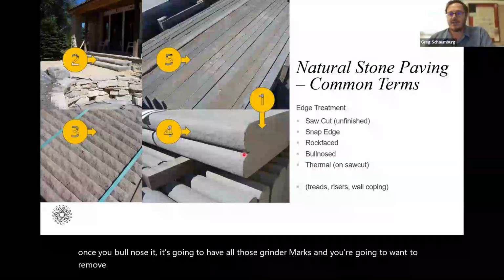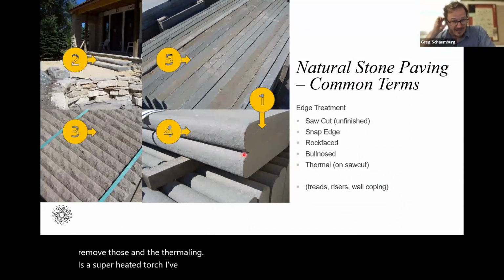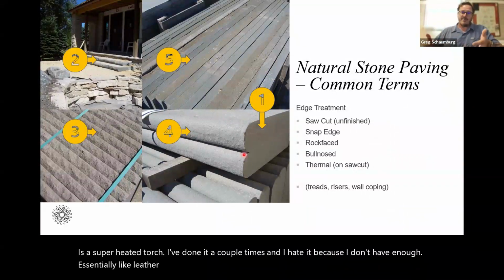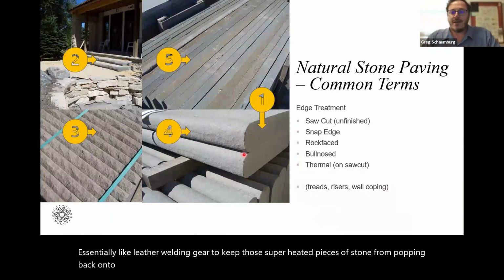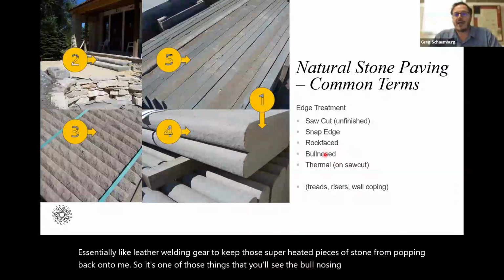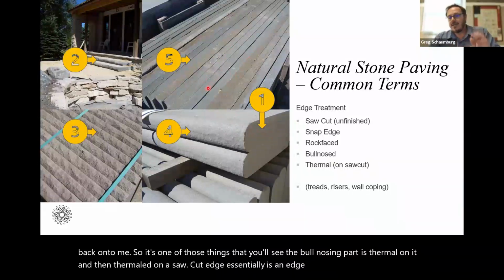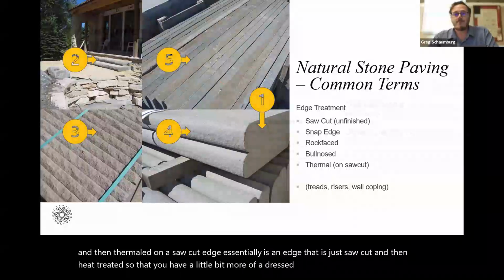The thermaling process is a superheated torch. I've done it a couple times and I hate it because I don't have enough leather welding gear to keep those superheated pieces of stone from popping back onto me. So you'll see the bullnosing part is thermaled on it, and a thermaled saw cut edge is essentially an edge that is just saw cut and then heat treated so that you have a little bit more of a dressed edge to it.